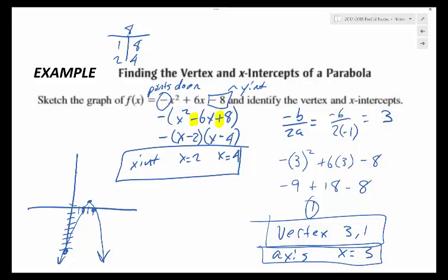Now, graphing it and sketching the graph are two different things. Sketching a graph means give me a rough estimate. Give me a general idea that you know what it looks like. Graphing it requires detail, and we're going to want at least 3 or 5 points, typically 5 points for a parabola.